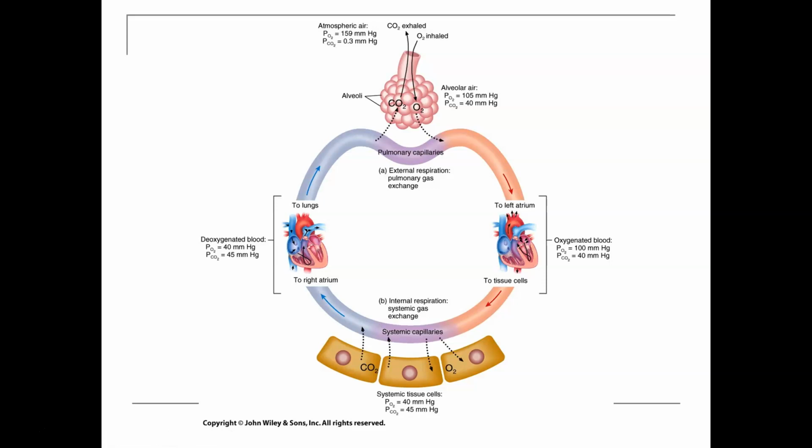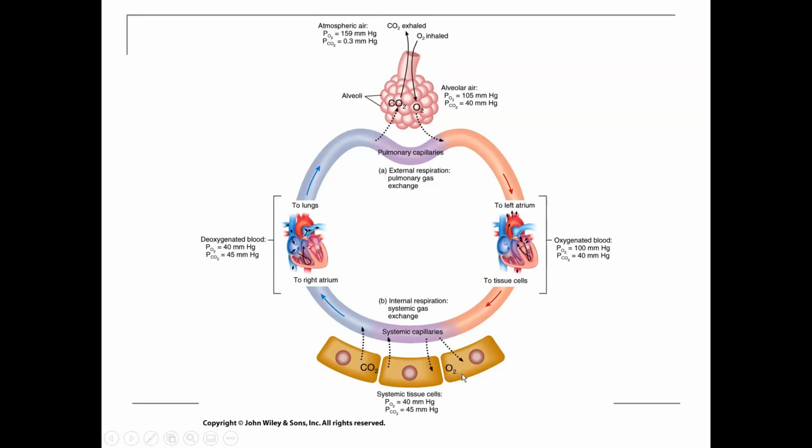Why? Same reason as we saw in internal respiration. Each gas molecule, oxygen or CO2, is moving down its own partial pressure gradient. Again, don't worry about memorizing the numbers, but look at oxygen's is 100 in the systemic capillaries. In your cells, it's only 40. So hence oxygen moves from the higher to lower, down the gradient into your cells.